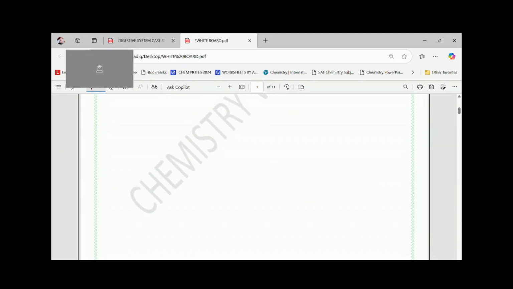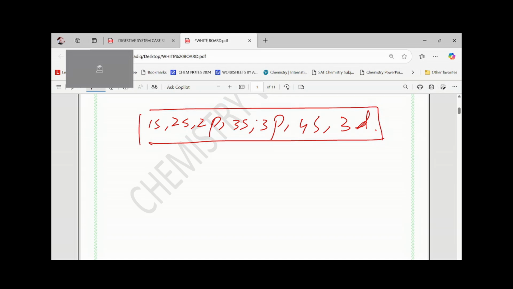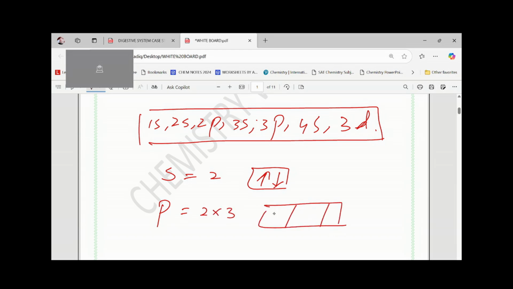Okay, so simply let's start with 1s, 2s, 2p, 3s, 3p, 4s, and 3d. That's the rule, applicable overall till grade 12. Okay. S can accommodate how many electrons? 2. And if I'm showing that according to Hund's rule and the Pauli principle, one should be up, the other should be down. P can accommodate a total of 2 times 3 orbitals. So 1, 2, and 3, and then down, down, and down.